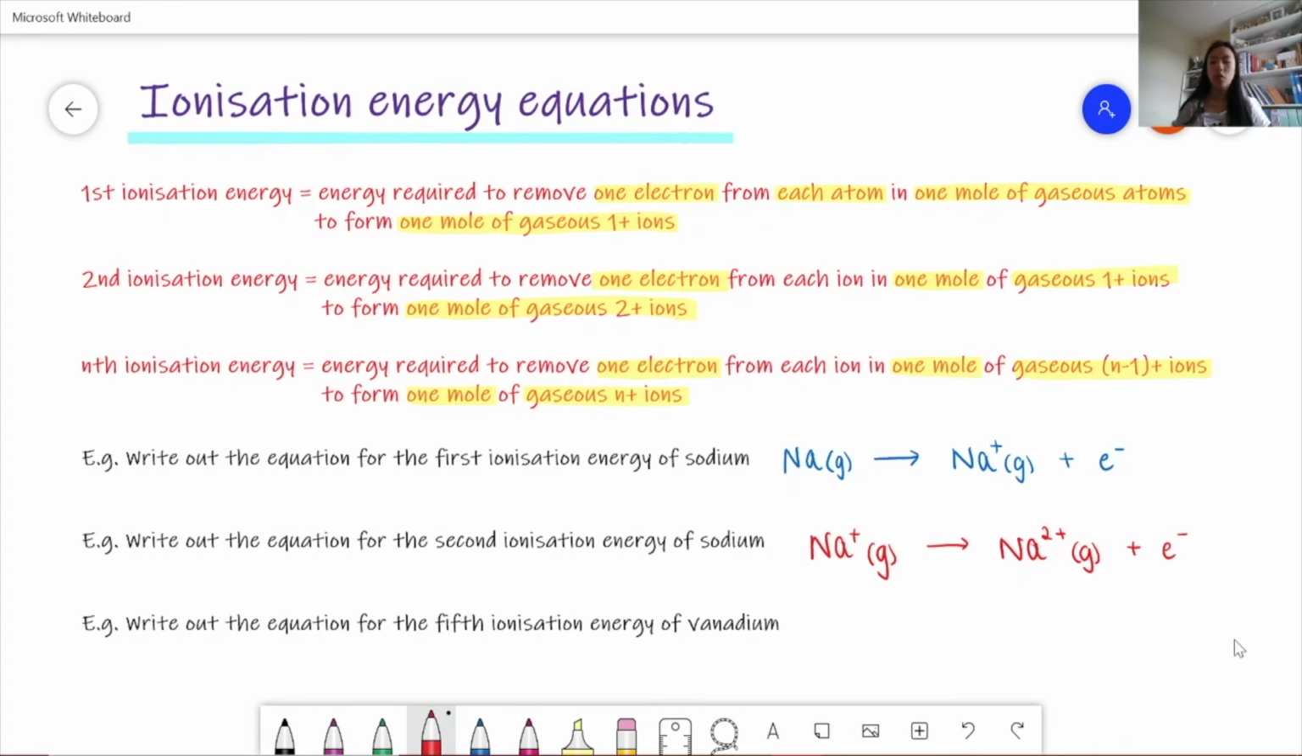And so for the equation for the fifth ionization energy of vanadium, we need to remember that we've got N-1 plus ions to start off with, and then we're forming 1 mole of gaseous N+ ions. So the N-1 would be 4, so we would have vanadium, which is V, and so we'd have V4+, and that would be a gas, and then we would have the reaction arrow, and then we would have V5+, which is a gas, and then we would have an electron.